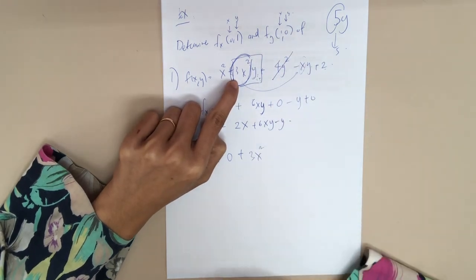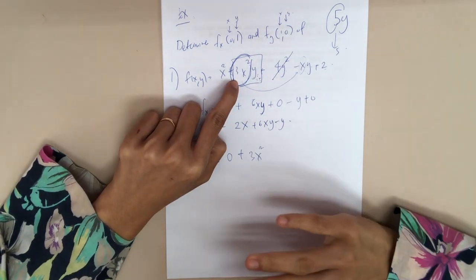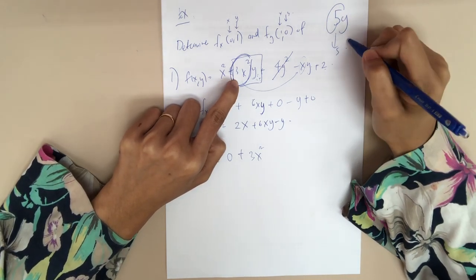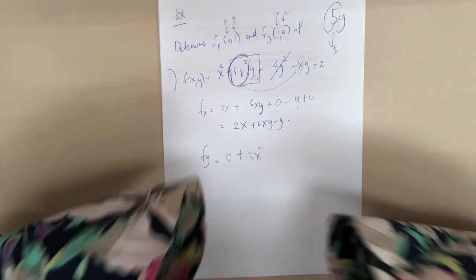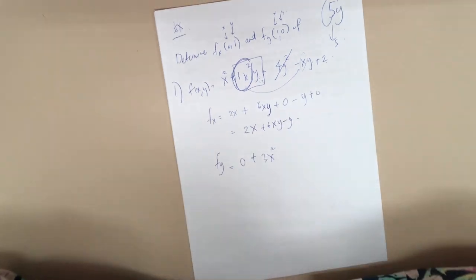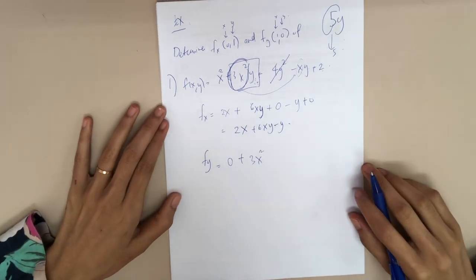3x squared only, because the y term is gone. Like this. Okay. If you're still blur, but I believe that all of you are clear on that one. All clear, right? But it's okay.